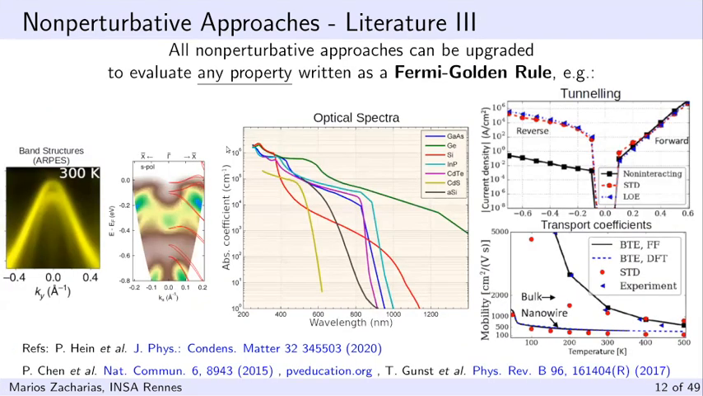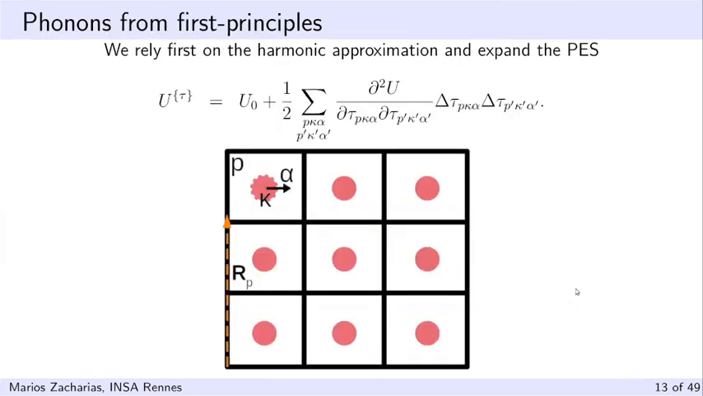So, in principle, all non-perturbative approaches can be upgraded to evaluate any property, which can be written as a Fermi golden rule. This could be, for example, temperature-dependent band structures, phonon-assisted optical spectra. Here I include also indirect gap materials or direct gap materials. One can do phonon-assisted tunneling or evaluate temperature-dependent transport coefficients.